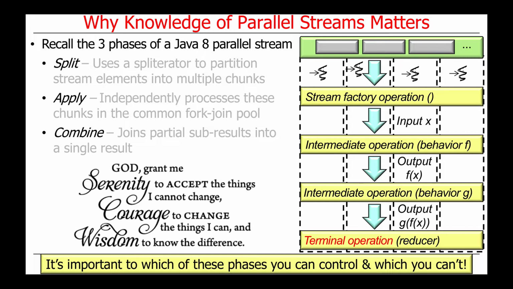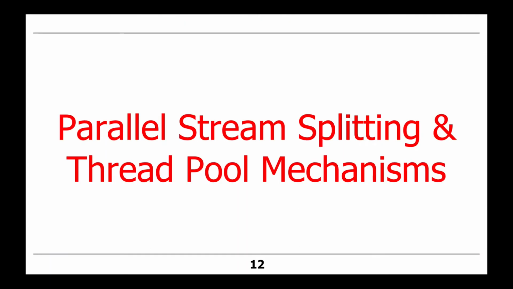So for example, you can control how things get split. You can also control how things combine. As it turns out, controlling how things get applied is harder because that's really done for you under the hood. But there are some things you can do to influence how the apply phase works as well.